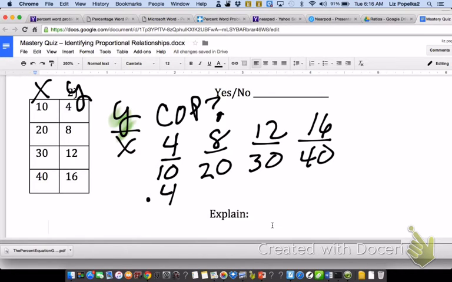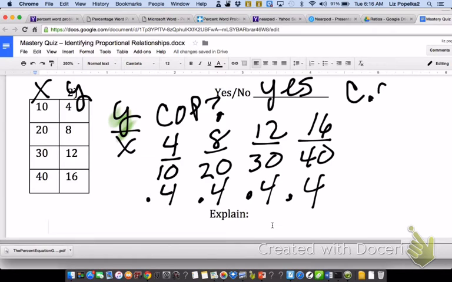8 divided by 20 is also 0.4. So far this is looking good. 12 divided by 30 is also 0.4. And 16 divided by 40 is also 0.4. So I am going to say yes, because my constant of proportionality, I'm just going to write COP, is 0.4. And I've shown some kind of work to justify my answer.